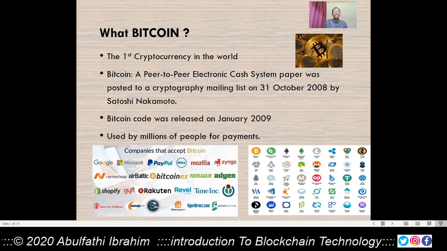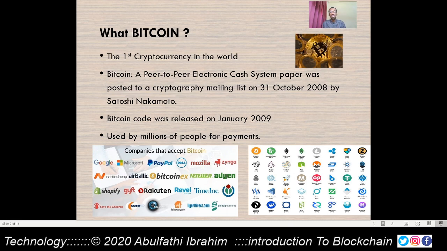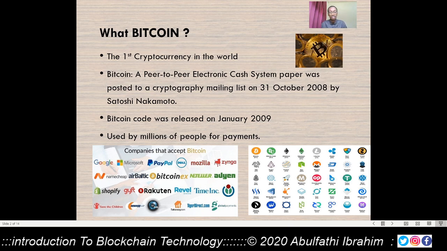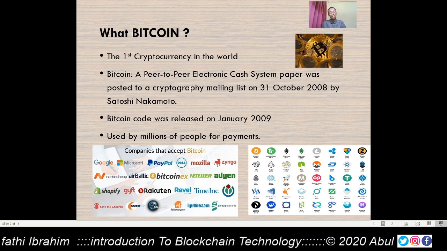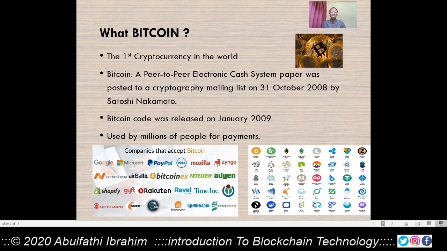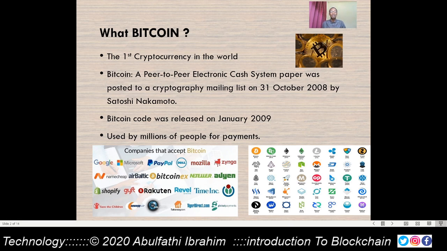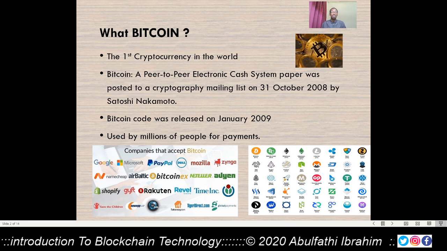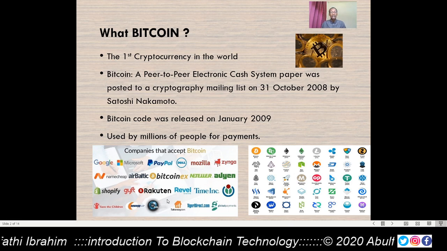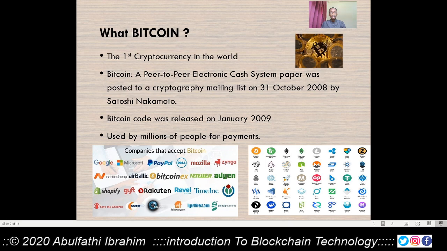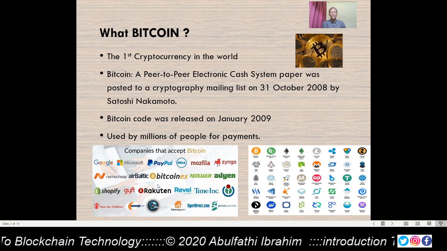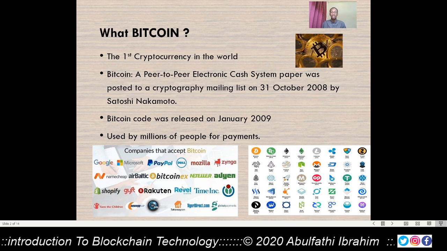So the first cryptocurrency in the world is Bitcoin. And the Bitcoin code was released in January 2009. Bitcoin is now used by millions of people for payment. For example, companies that accept Bitcoin include PayPal, Google, Microsoft, and many other companies.